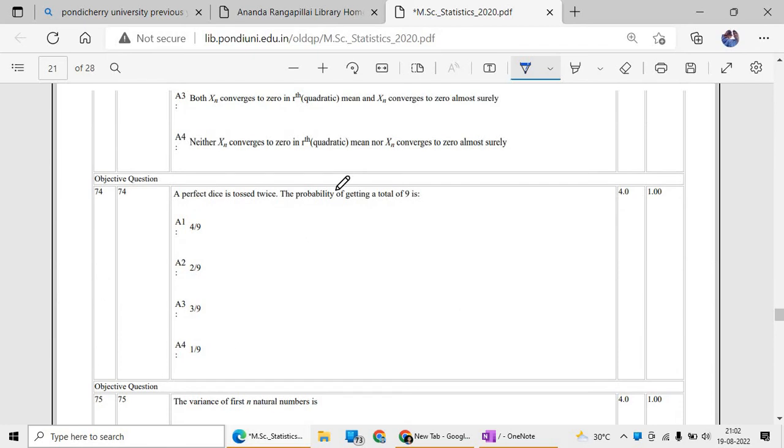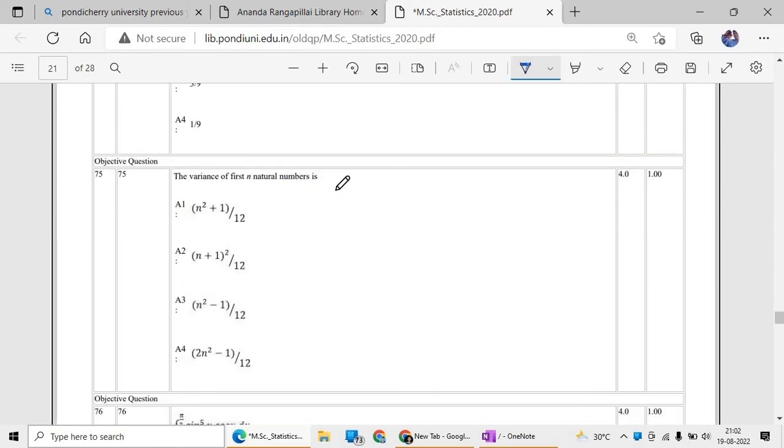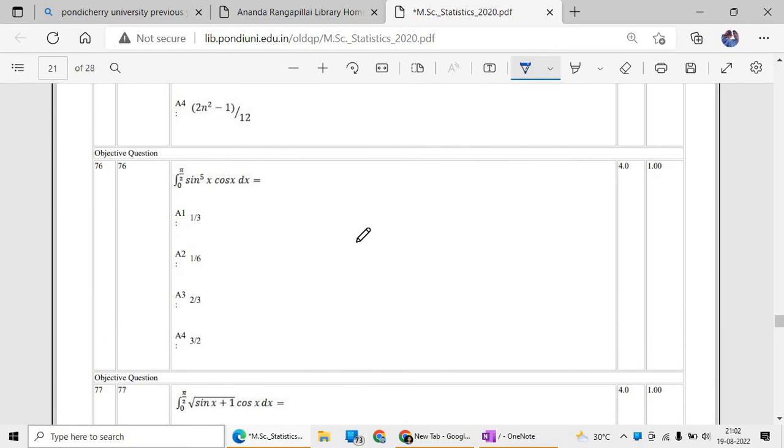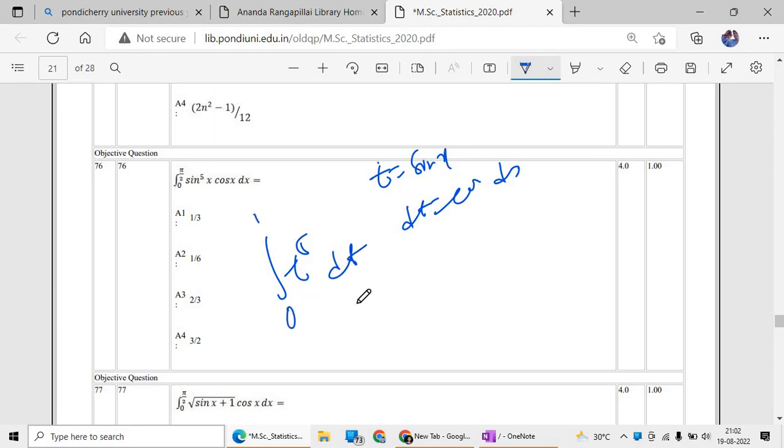So we can convergence question also there. The variance of the first n natural numbers is n squared minus 1 by 12, the standard discrete uniform question. So here in mathematics, integral from 0 to pi by 2 of sin to the power of something times cos x. It is very easy to see that if t is sin x, then dt is cos x dx. So by using this formula, t power 5. When it is pi by 2, it is 1. When it is 0, it is 0. So it's 1 by 6. So 1 by 6 is the answer.